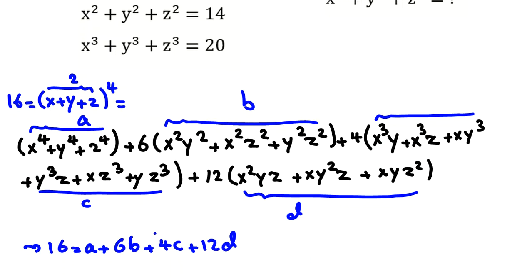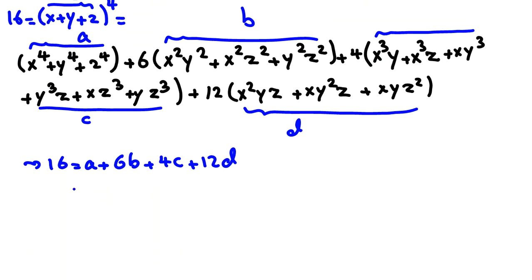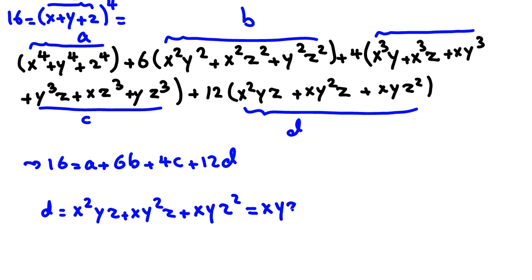I want to focus on each of them. At first, I focus on D. D is much easier: x squared yz plus xy squared z plus xyz squared. I can factor xyz, and then it will be x plus y plus z, and x plus y plus z is 2. So I should calculate xyz.